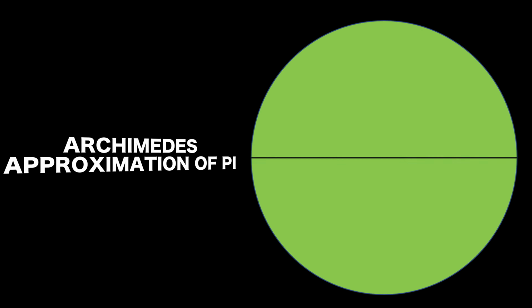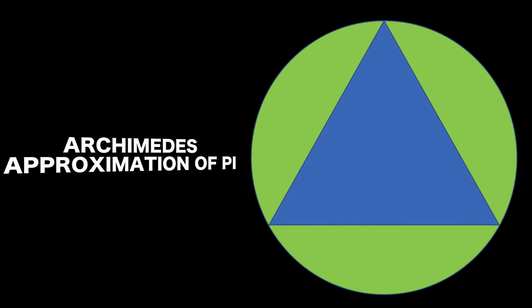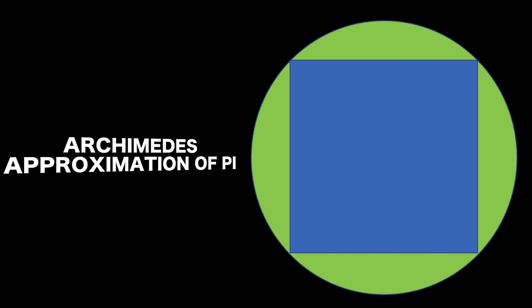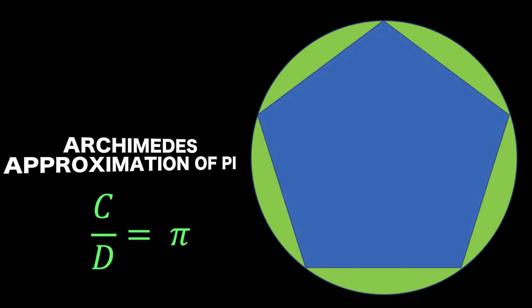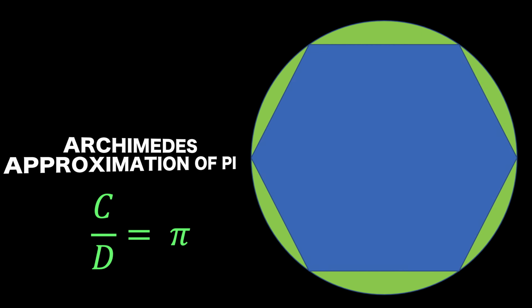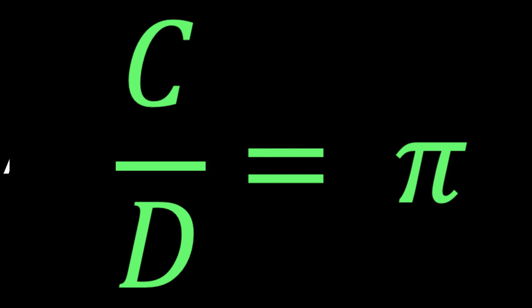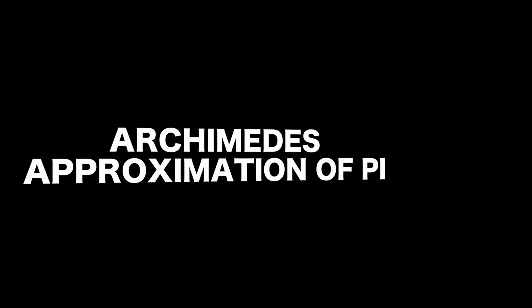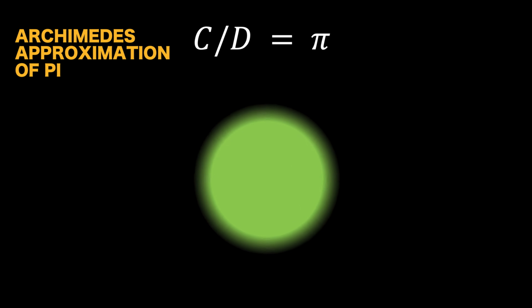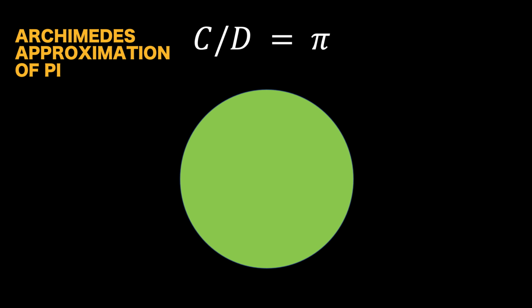As early as 250 BC, the Greek mathematician Archimedes calculated the ratio of the circle's circumference to its diameter. Now we know that ratio to be pi, but how did he approximate pi's numeric value? That is what we are going to learn today. So let's begin by looking at the main idea behind his approximation.